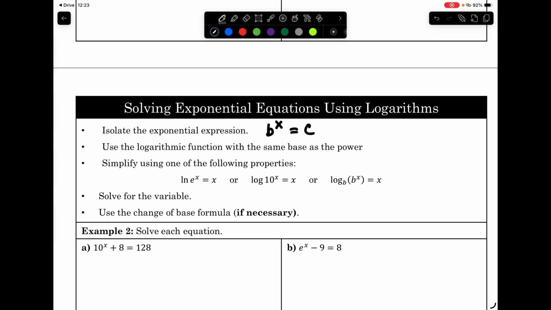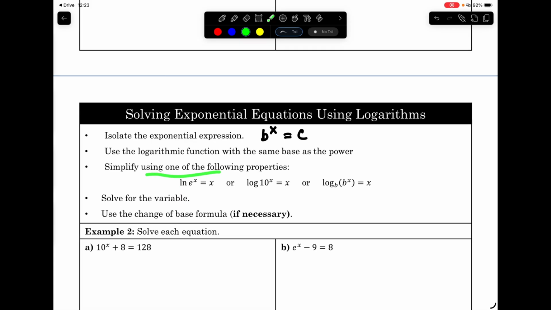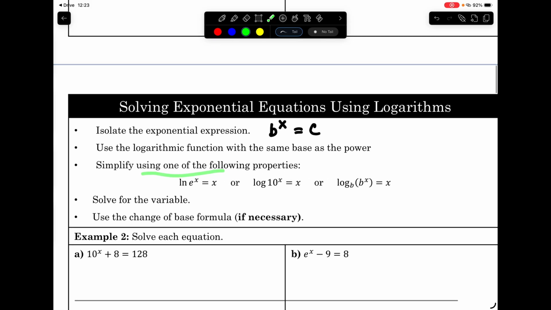Now we're going to use the logarithmic function with the same base as this power. So depending on what power we have here, what the base of the power is, will determine which log function we use. If our base is e, then we're going to use the natural log, and simplifying one of the following properties is going to be true. If it's base 10, so if it's 10 to the power of x, then we're going to use the common log. But if it's any other power, with any other base, then we're going to use the appropriate log that corresponds to that power.